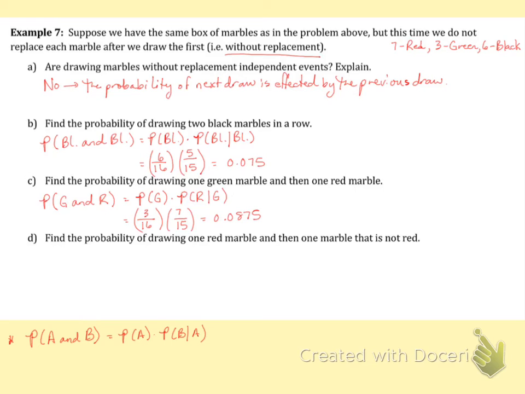For part D, it says find the probability of drawing 1 red marble and then 1 marble that is not red. So the probability that we're going to draw a red marble and a not red marble. So again, for completeness sake here, I'm going to write this out, but you do not have to write this out. Oh, that's wrong. Let's try this again. There we go. So what's the probability of drawing a red marble?